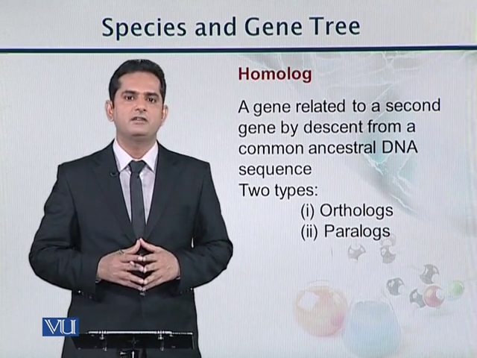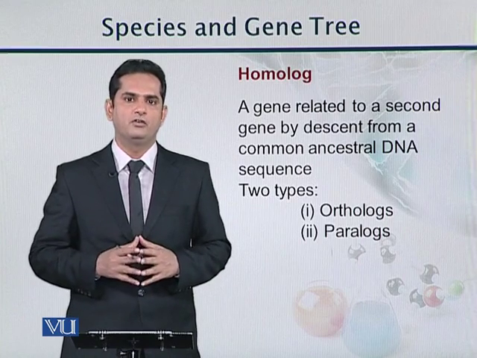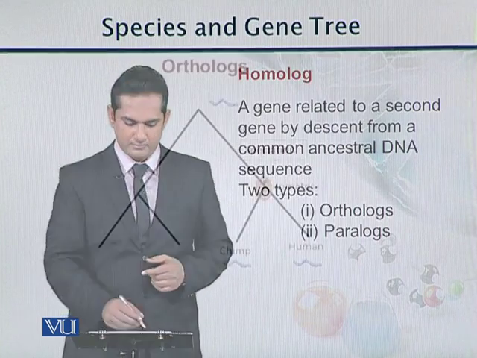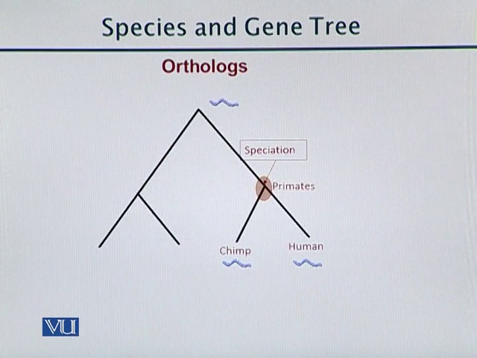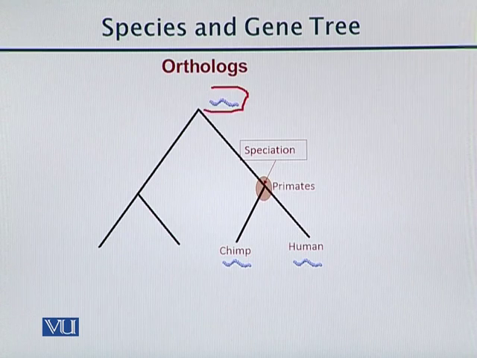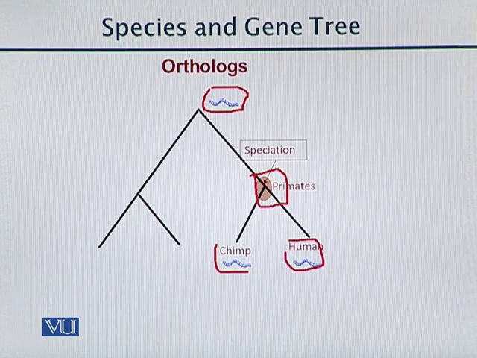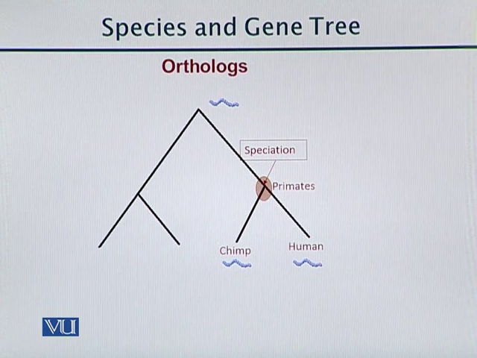Based on this definition, we have two types of homologs, which are orthologs and paralogs. In orthologs, we have a common parent as shown in this diagram, one common parent, and then we have a speciation event which is occurring here, and we name this primates. Primates is basically a common ancestor for chimpanzee and human, and here we have shown these two.